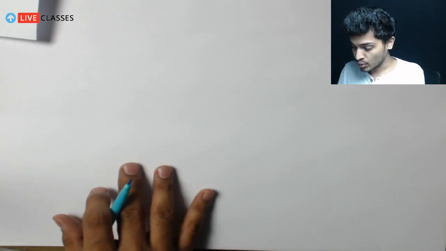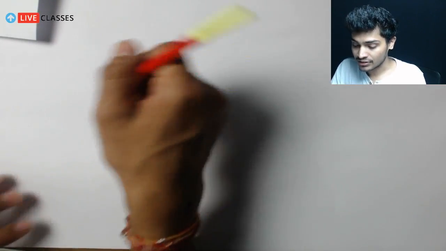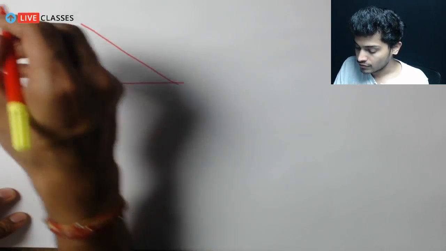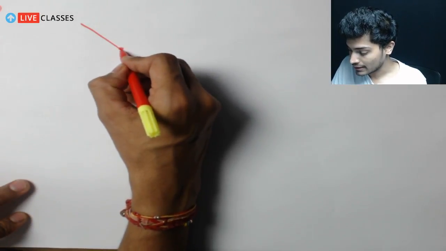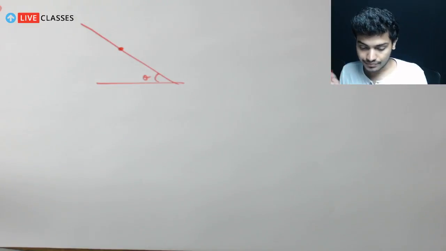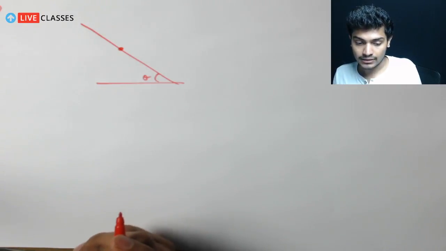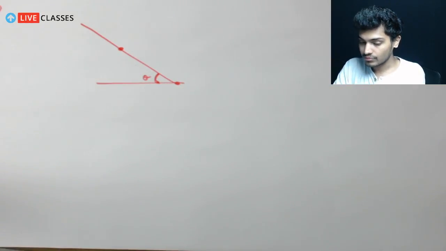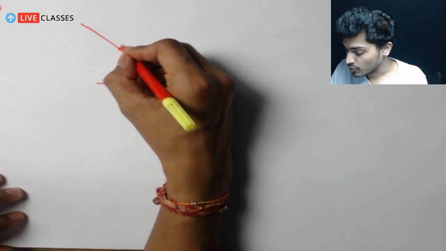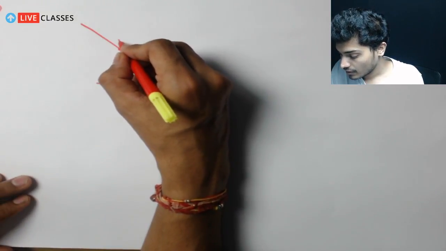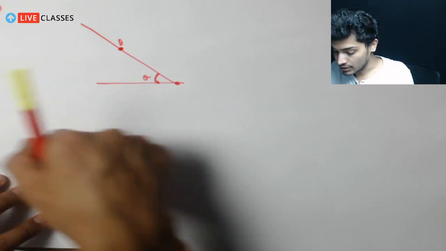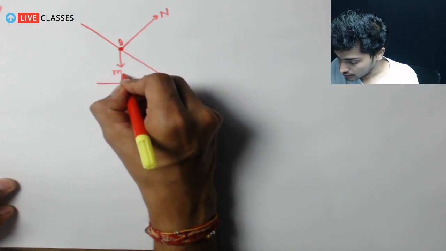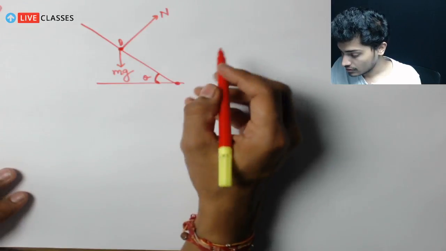Now let's see what will happen when both banking as well as friction will be there. Let's consider the third case where banking as well as friction both are acting. So in that case, for maximum safe speed, there is a body here. So let's draw the FBD first of all. N will act in this direction, mg in this direction.